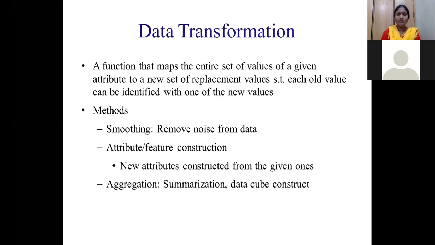Suppose that mobile costs 10,000 rupees in India. Instead of taking 10,000 rupees, I replace it by $10,000. Is $10,000 equal to 10,000 rupees? Respond to me. No, because the entire values are going to be wrong. So we need a function that maps the entire set of values of a given attribute to a new set of replacement values.